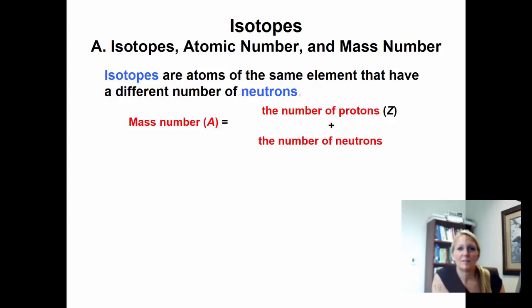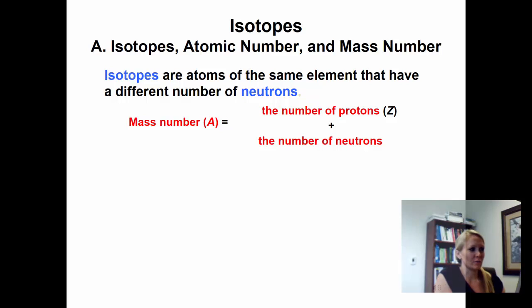Welcome to the video on isotopes. Today's point of this video is for you to understand and see the difference between a mass number and the atomic weight also, because these are often confused by students.